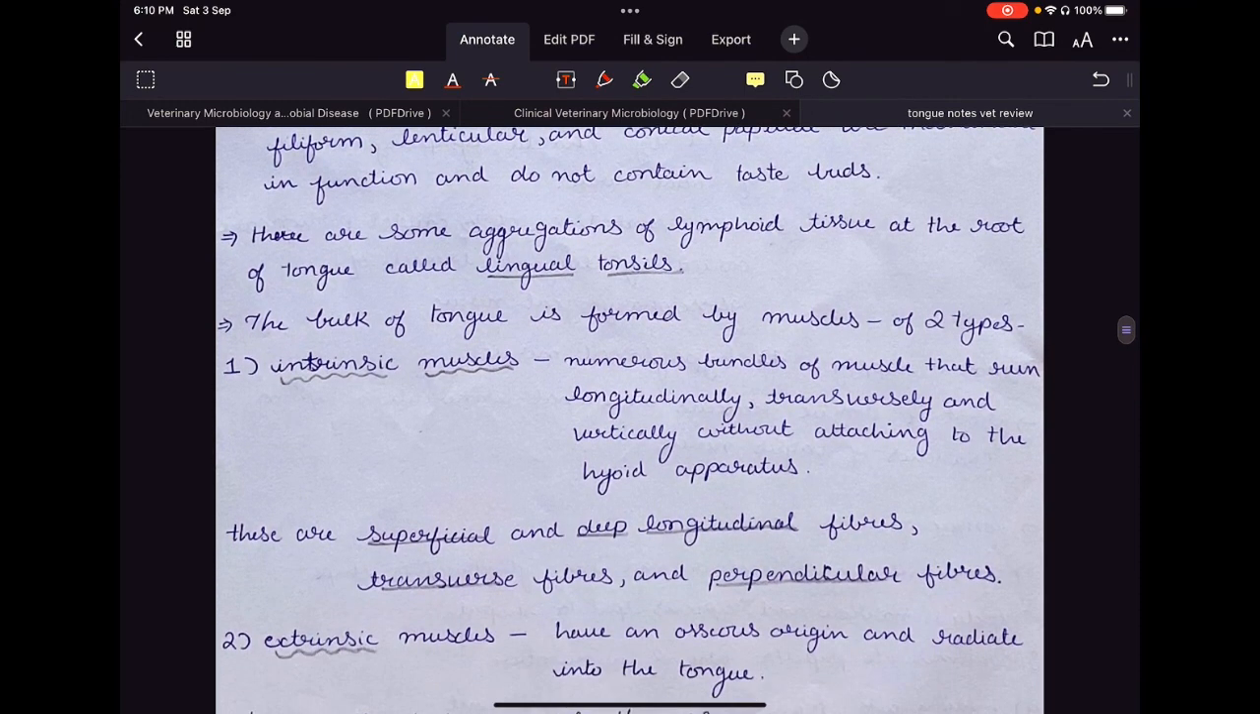Now, there are some aggregations of lymphoid tissue at the root of the tongue, which are known as lingual tonsils. Lingual tonsils are very important lymphoid structures that we often use for checking the general health of the animal, and they're also very important in the pathogenesis of various diseases.